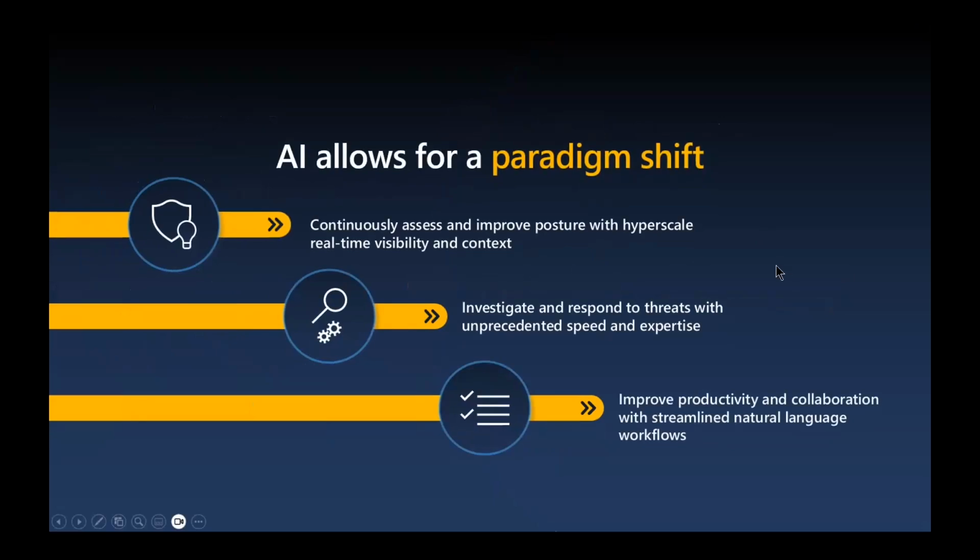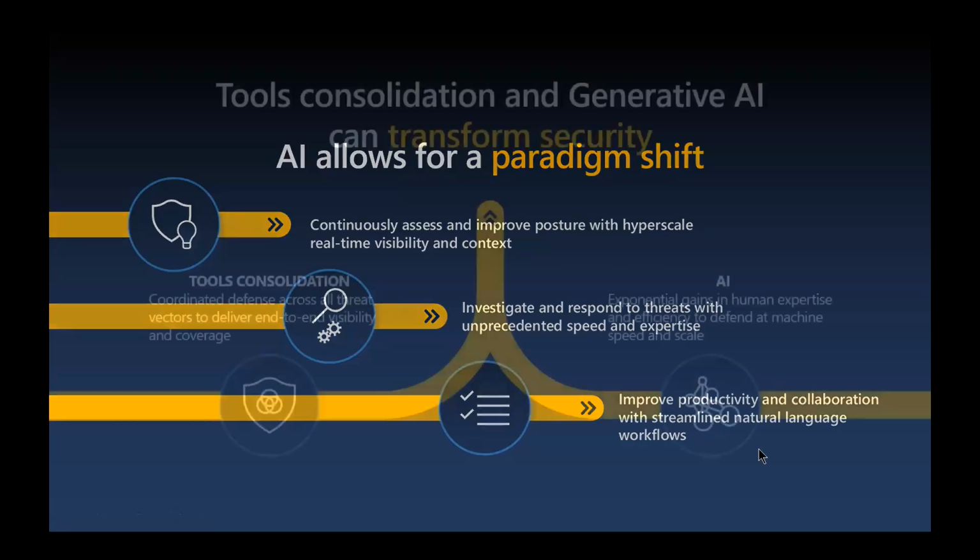Now, I put this slide in here because I think this really is a paradigm shift. A paradigm shift doesn't happen too often, but when you have to change your thinking because you've been doing things a certain way so long that it just feels like the way it is. A lot of people are confused about AI and what it can do. And again, it is a paradigm shift, right? We need to be able to use these tools for the best that they can help us. And here's some examples, right? To continually assess and improve posture, investigate and respond to threats, and again, it comes down to efficiency, right? To improve productivity and to do all that in really a very human method, where we can just use natural language.